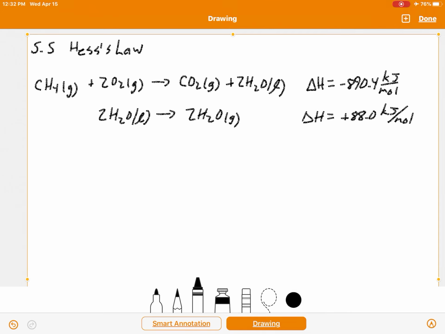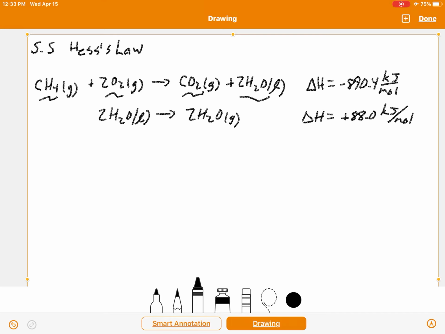An example is, suppose we take methane, CH4, which is in the gaseous state, and react it. So we're going to take 1 mole of it and react it with 2 moles of oxygen gas to form a mole of carbon dioxide gas and 2 moles of liquid water. The enthalpy change for that has been measured, and it's negative 890.4 kilojoules per mole. That's an exothermic reaction, right? So that means it's releasing energy to the surroundings.